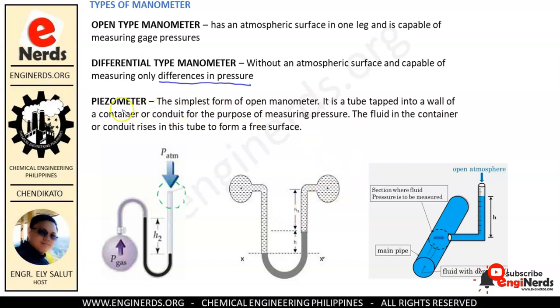And then we have a piezometer. A piezometer is an open type manometer, but this is the simplest form. It is a tube tapped in a wall of a container for the purpose of measuring pressure. Okay, so this is an example of a piezometer. As you can see, our tube is open in this part, and then it is just connected to our container here.